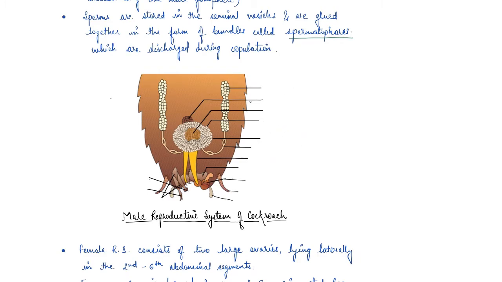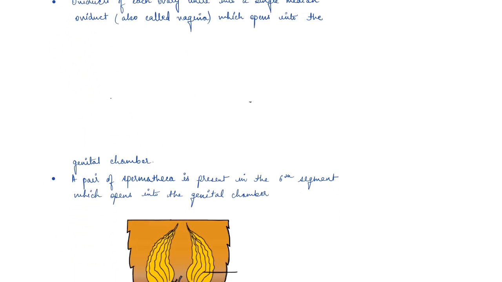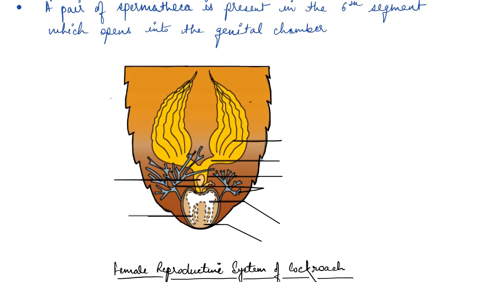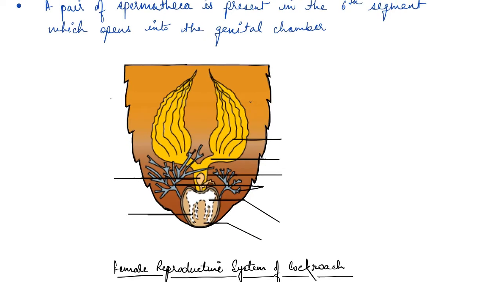Now apart from that, you have the female reproductive system. So let's see the diagram of the female reproductive system as well. So this is the female reproductive system, guys. So what happens in the female reproductive system? You have two large ovaries. This is one and this is the other one, right? The ovaries are lateral, in the 2nd to 6th abdominal region.